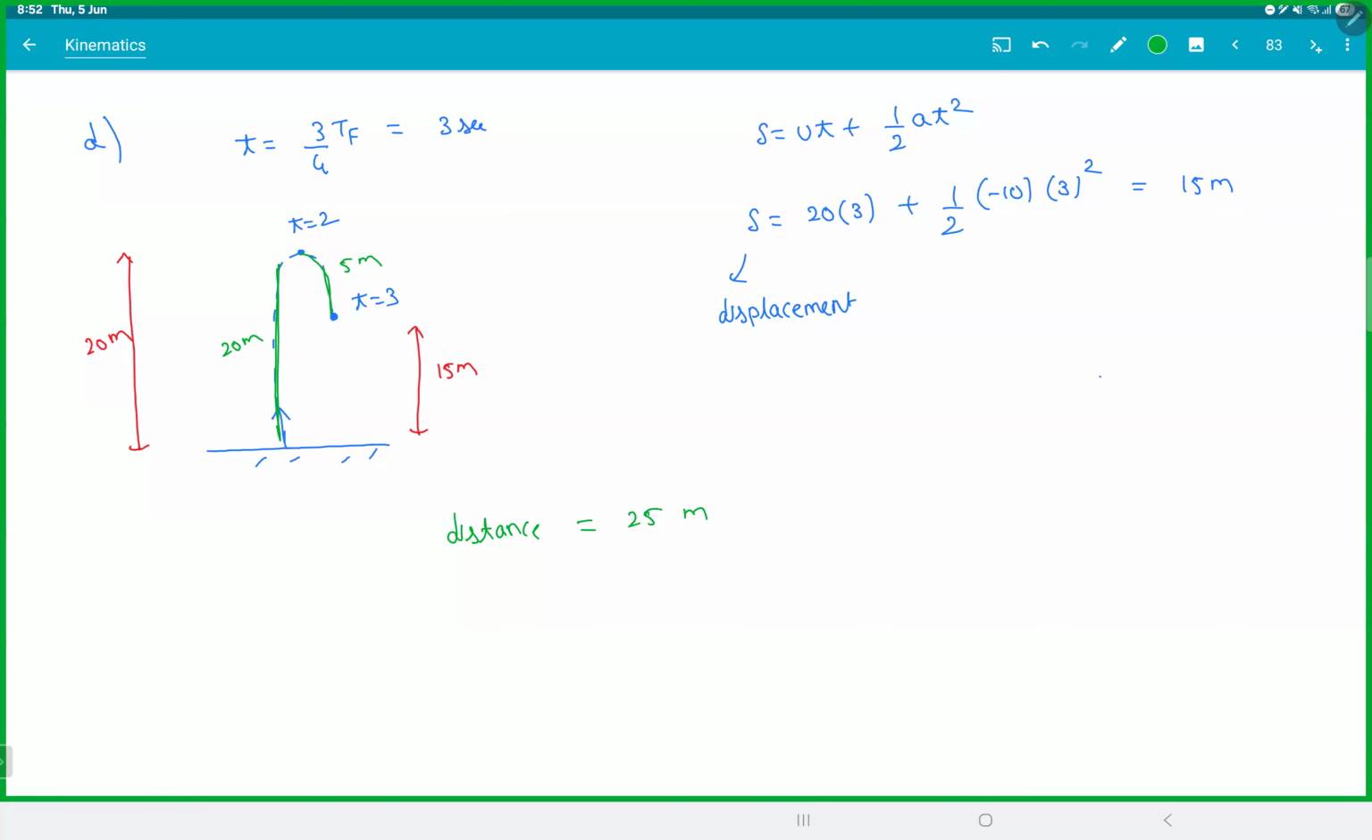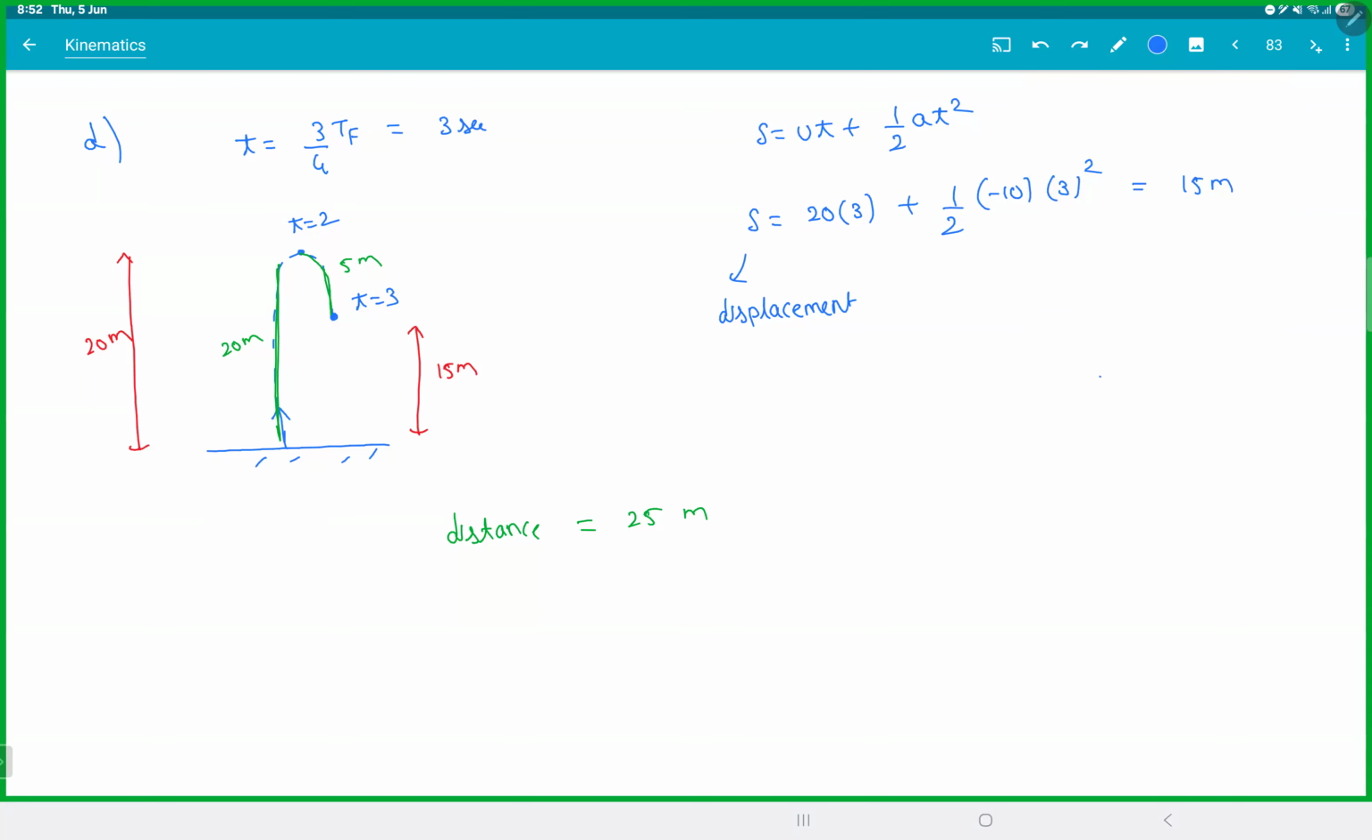And how do you know it is coming down? t = 3 is greater than t = 2. When t = 2 is H max, you have already crossed H max and you have come down. All clear with this? Easy? Got this? So be careful. Whenever I ask you distance, you have to draw the path.